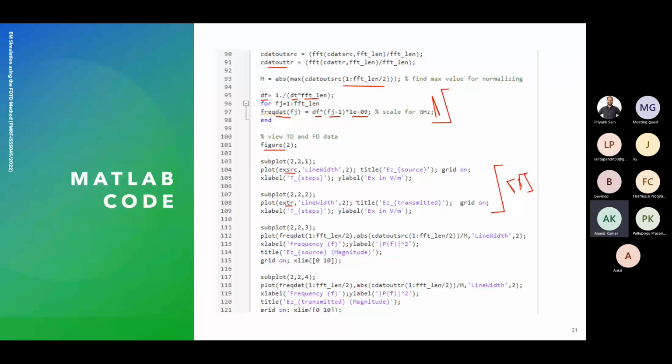We are using this particular array as the x, and this c dat source is the frequency domain data that we got using the FFT function. I'm using the absolute function over here to see only the magnitude. Similarly, we do it for the transmitted value as well. So this is the plotting part. Any questions till now? Calculating the FFT, then doing things to the figure window.